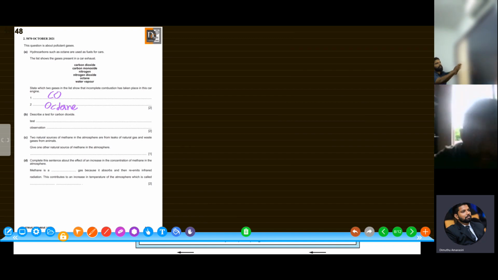Then the leak of natural gas can. Livestock, yes. The livestock. Animal farming. So what do you mean by livestock? Yes, animal farming. Then you give waste gases from animals. Oh, that's also correct. No, waste gases from animals, they are given.